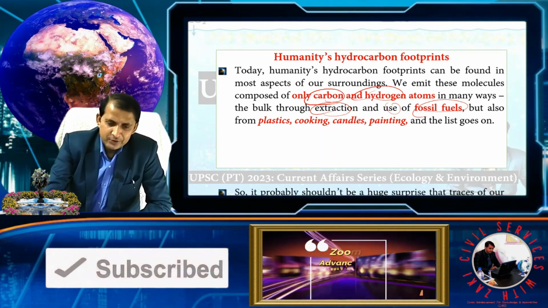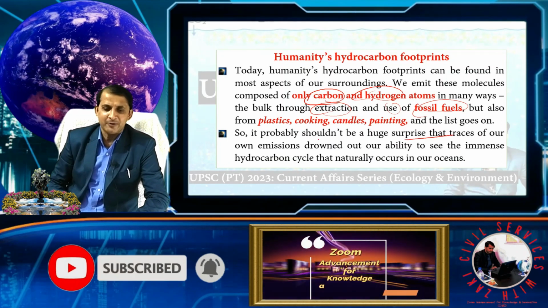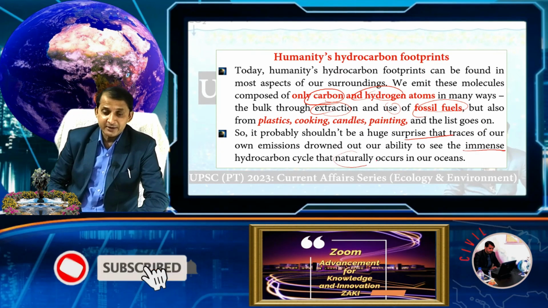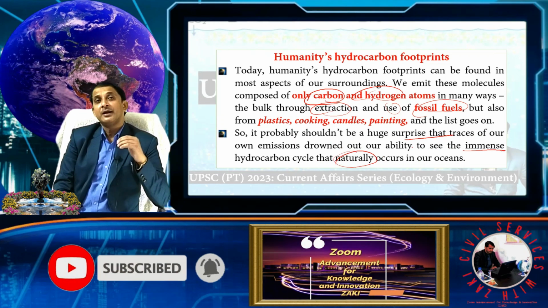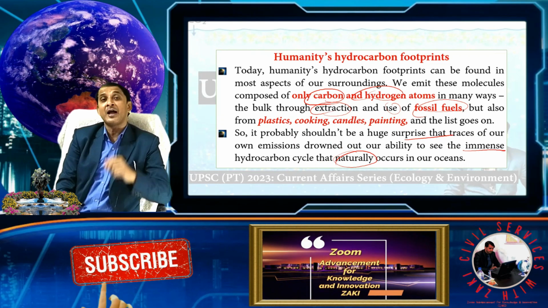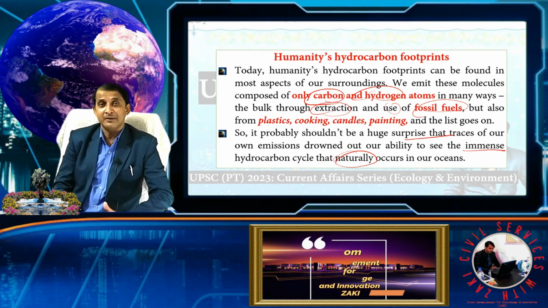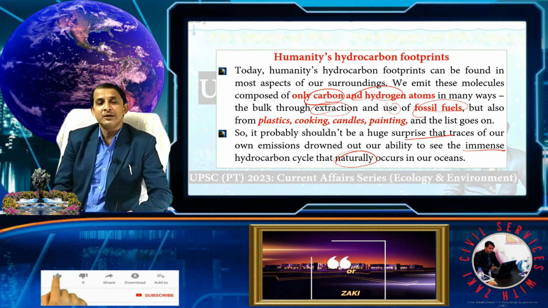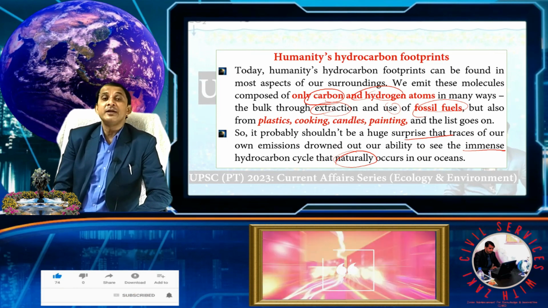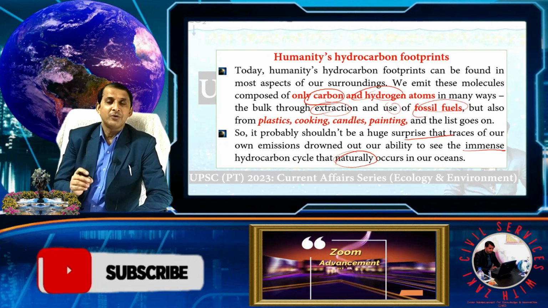So it should not be a huge surprise that the trace of our own emissions drowned in our ability to see the immense hydrocarbon cycle that naturally occurs in the ocean. Our hydrocarbon footprint is very small compared to this natural hydrocarbon. It means the natural cycle is 500 times greater; humanity's hydrocarbon footprint is 500 times lesser than the natural one. But these natural hydrocarbon emissions are recycled quickly, within 2 days.